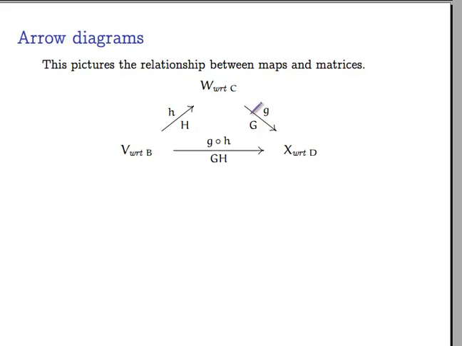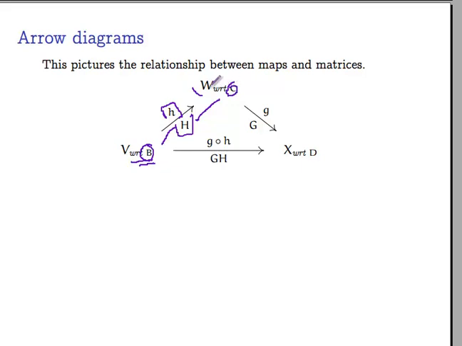All right, these arrow diagrams are very useful to see the relationship between the maps and the matrices. Okay, so here we have the vector space V, and if you just consider the vector space V, there's a linear map from V to W. Now, if you consider V with respect to the basis B, then that basis B and the basis C in W are going to determine a unique matrix H corresponding to this linear map h.